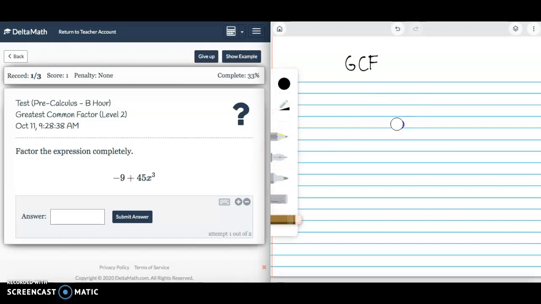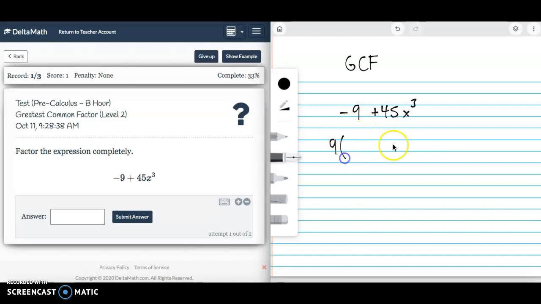So for this one, we got negative 9 plus 45x cubed. Let's see, they don't both have x's in them, so I can't pull out any variables, but 9 and 45 are both divisible by 9. Again, I'm not sure if it wants me to pull out the negative or not. I'll try not to this time. We'll figure out what happens.